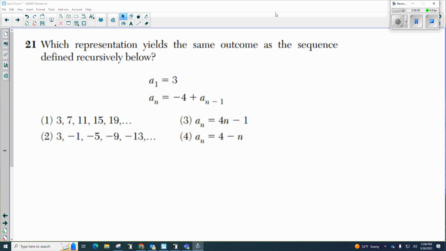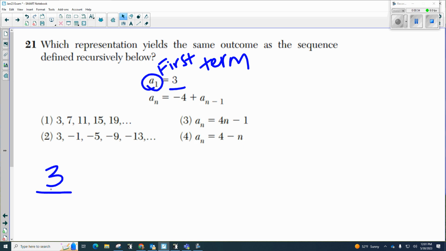Number 21, which representation yields the same outcome as the sequence defined recursively below? Okay, so for a recursive sequence, basically what we have to know is that a sub 1 is the first term. So the first number in the sequence is 3.